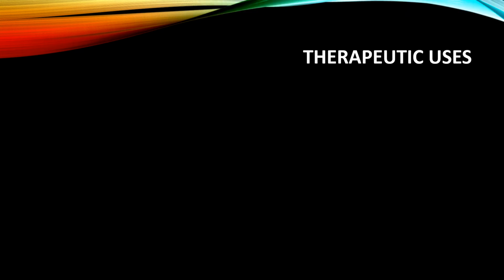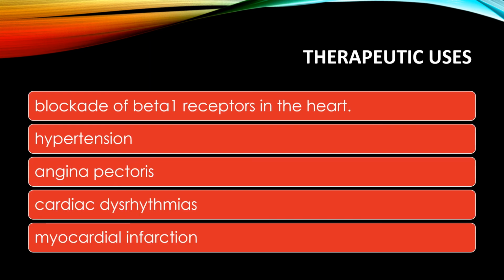And so for the therapeutic uses of propranolol, practically all of the applications of propranolol are based on the blockade of beta 1 receptors in the heart, and the most important indications are hypertension, angina pectoris, cardiac dysrhythmias, and myocardial infarction.